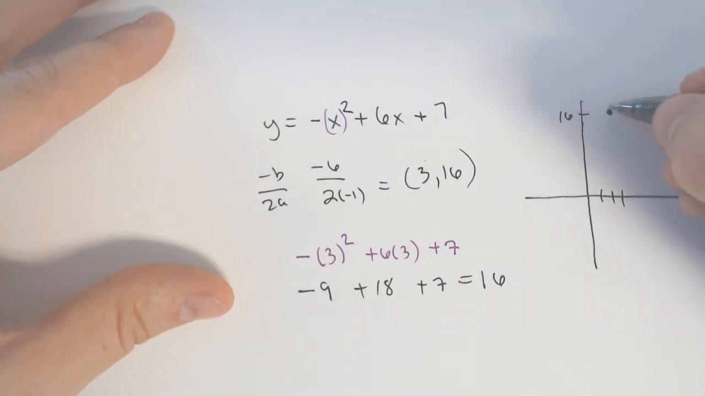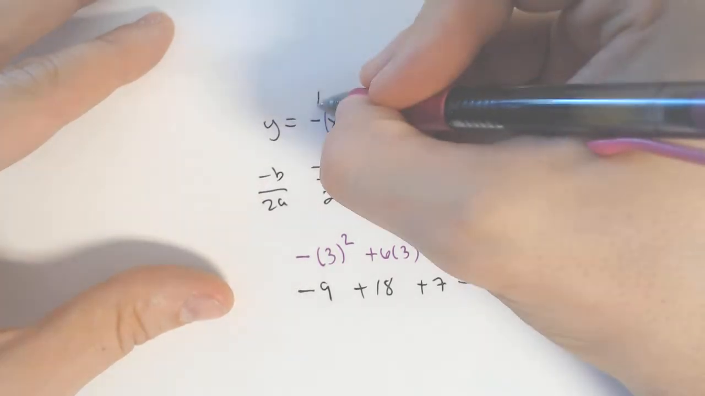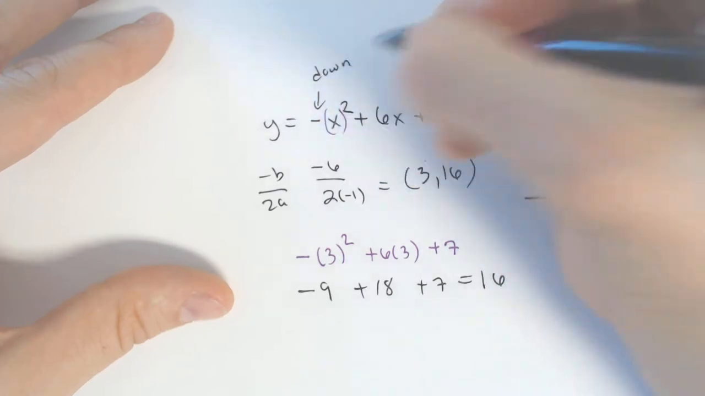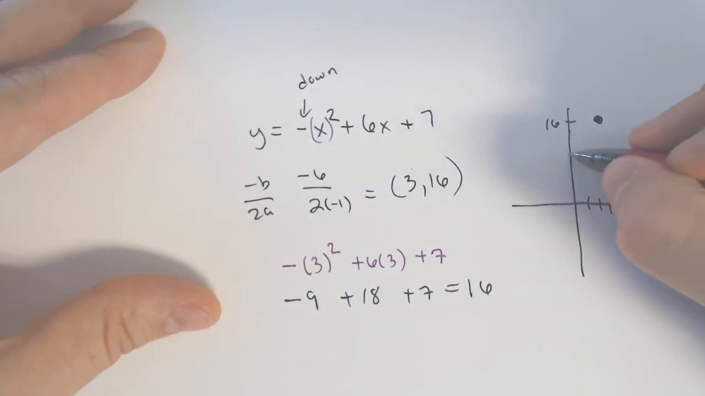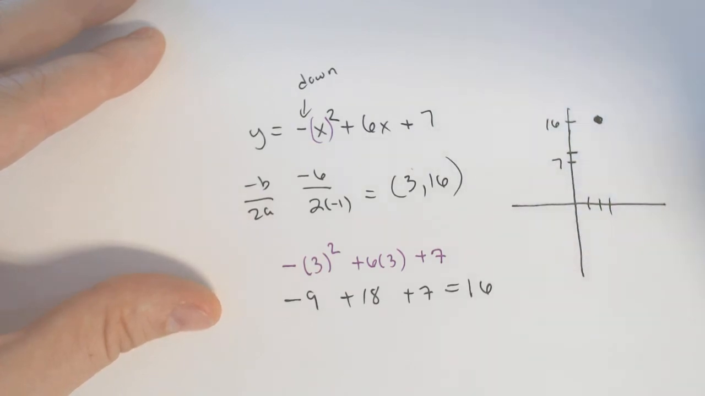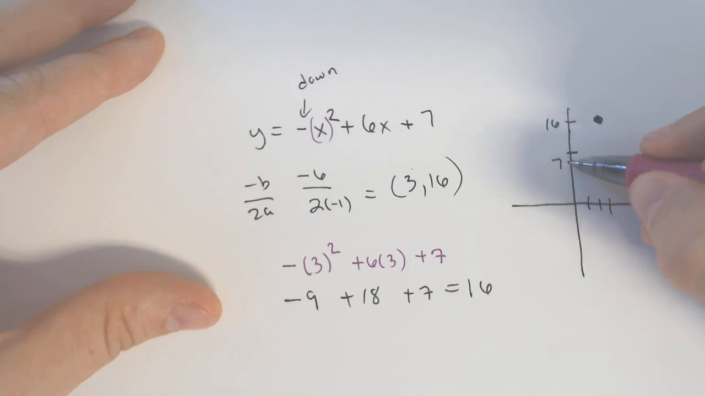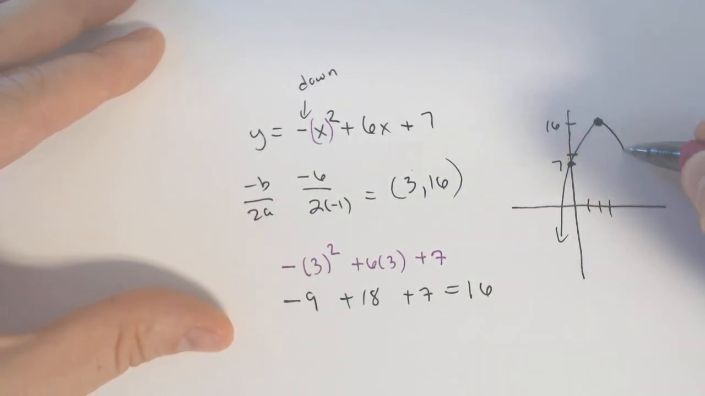And this is our first graph that should face down because it is negative in front. If it's negative in front, it has to face down. Our y-intercept is 7. I'm going to say 7's right about there. And we are just going to curve this parabola facing down.